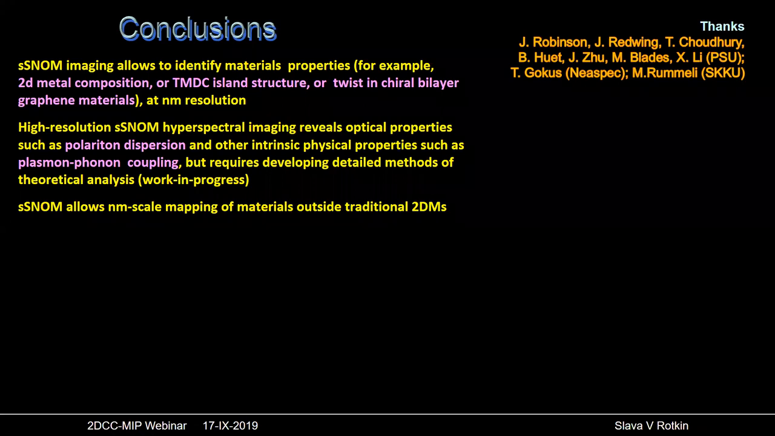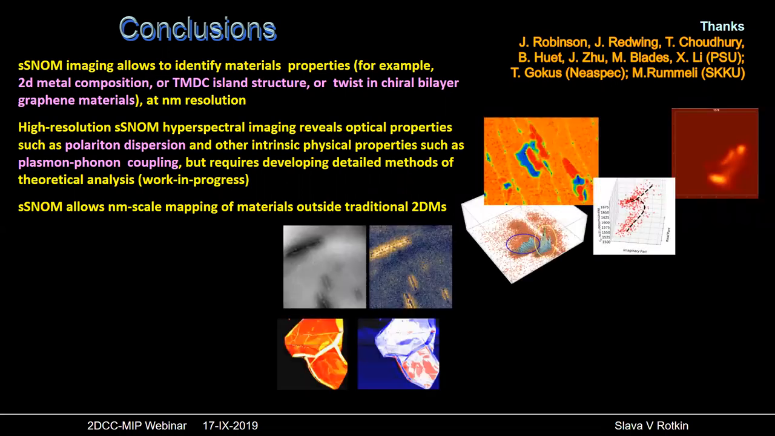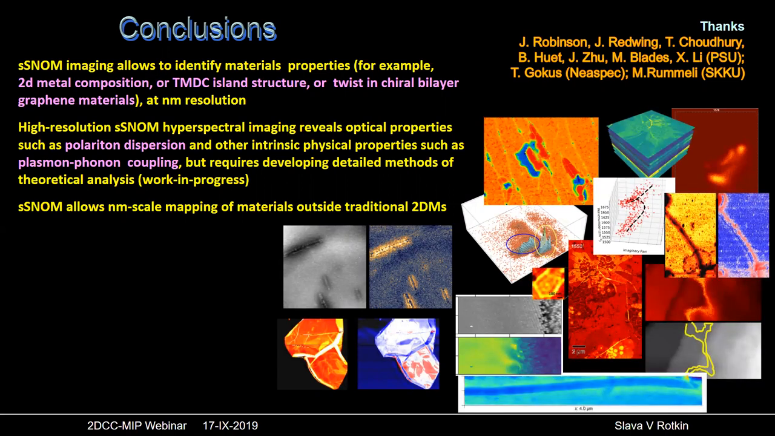So with that, I would like to conclude. I hope I was able to show you today that sSNOM imaging allows us to identify material properties, for example, the composition of the 2D metal, the structure of transition metal dichalcogenide islands, or twist in chiral materials, and we can do it at nanometer resolution. High resolution sSNOM also allows hyperspectral imaging, which reveals optical properties, for example, polariton dispersion and other physical properties like plasmon-phonon hybridization and the coupling strength.